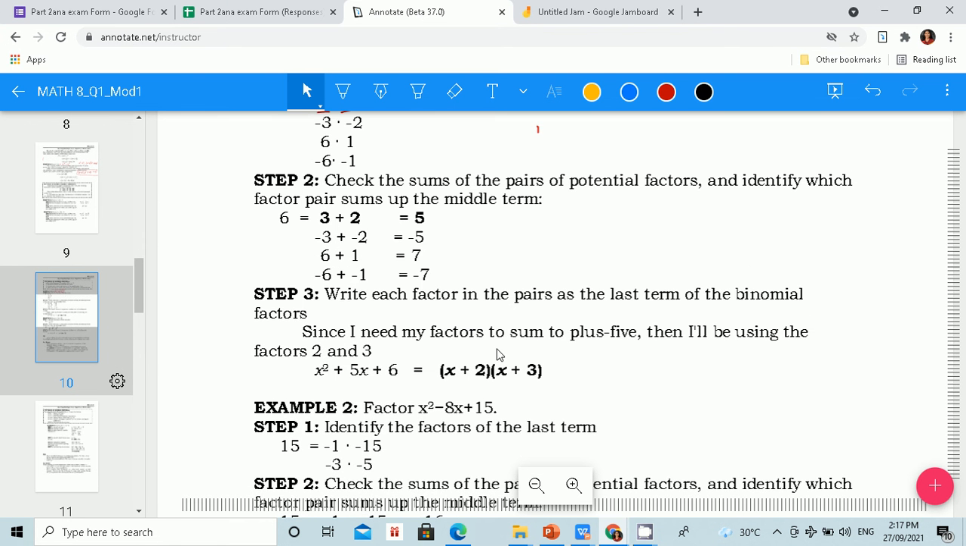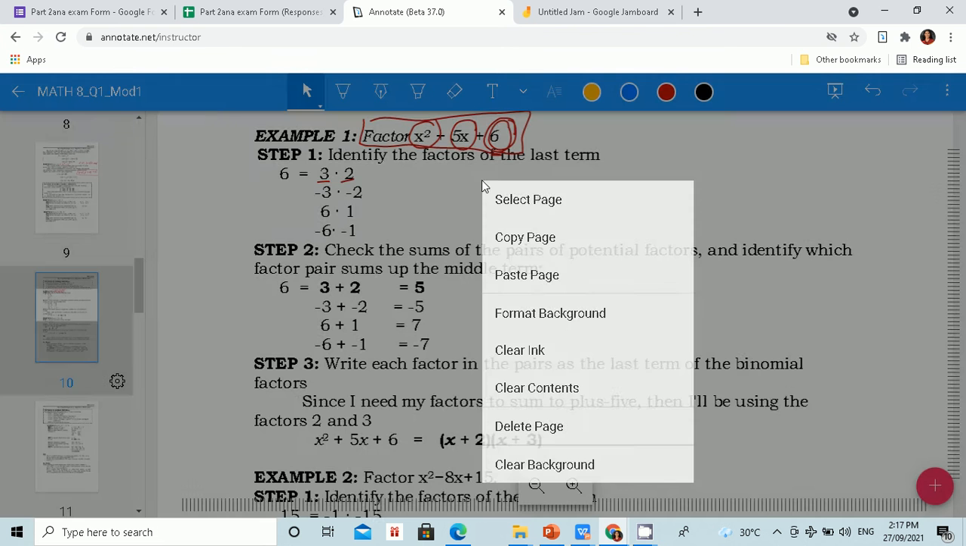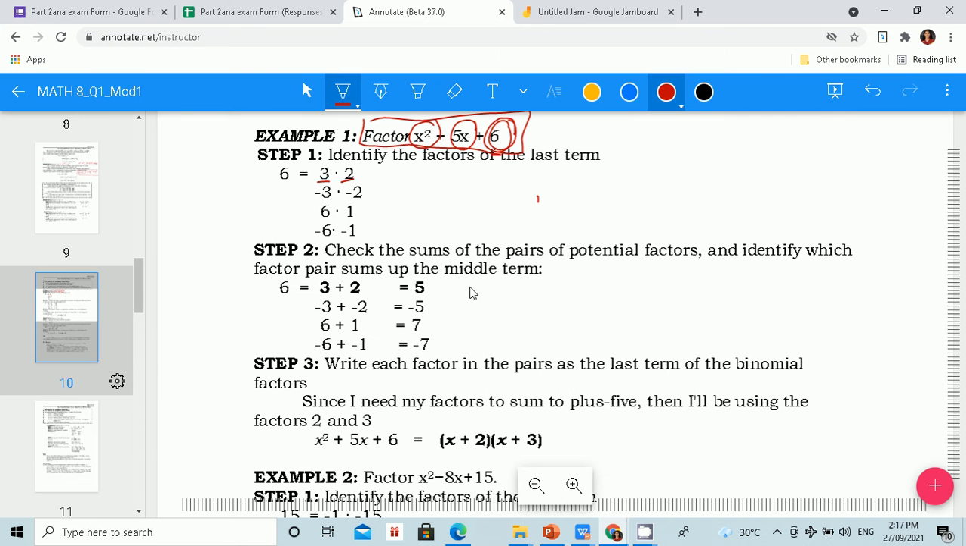Okay, so let's do this one, class. If we have this factor, x squared and 6. So we have 2, 1, and 2. We are going to distribute x. Then since this is plus, we will have plus here, plus here.